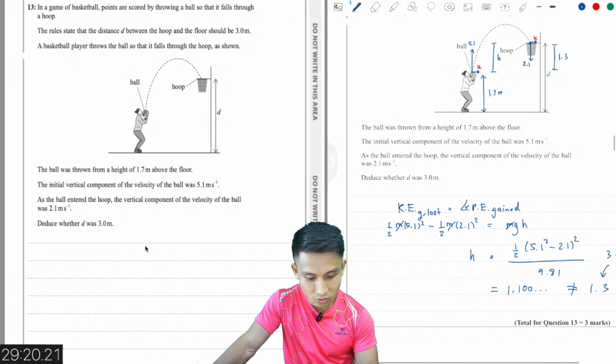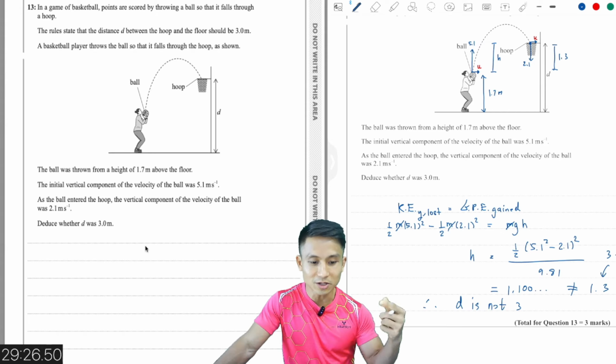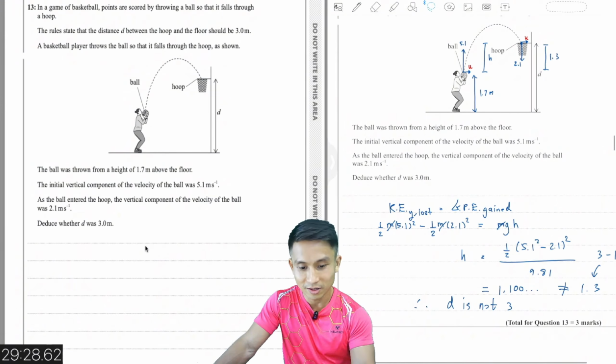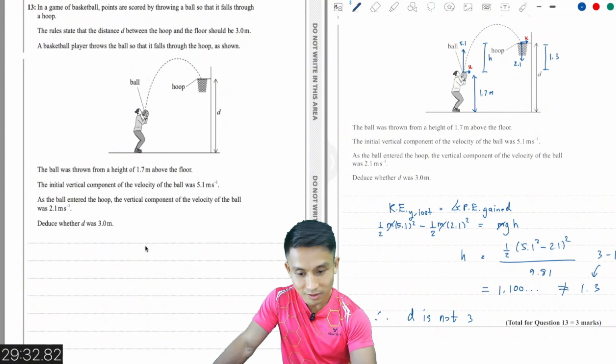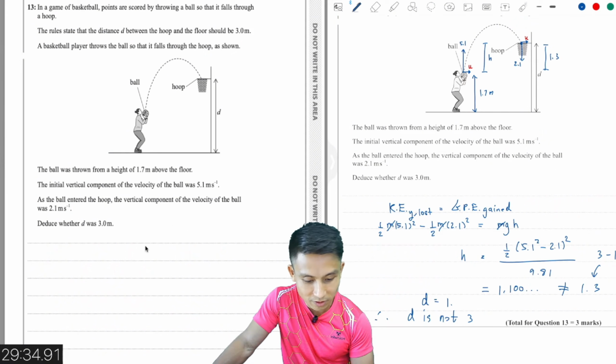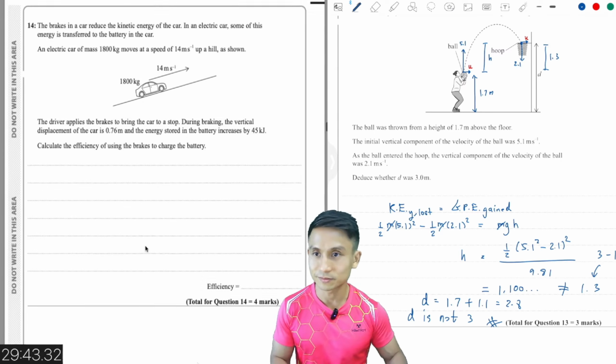So therefore, D is not 3. I mean, D should have been 1.7 plus 1.1, which is 2.8. So therefore, D is not 3. Bam. All right. Yeah, that's it.